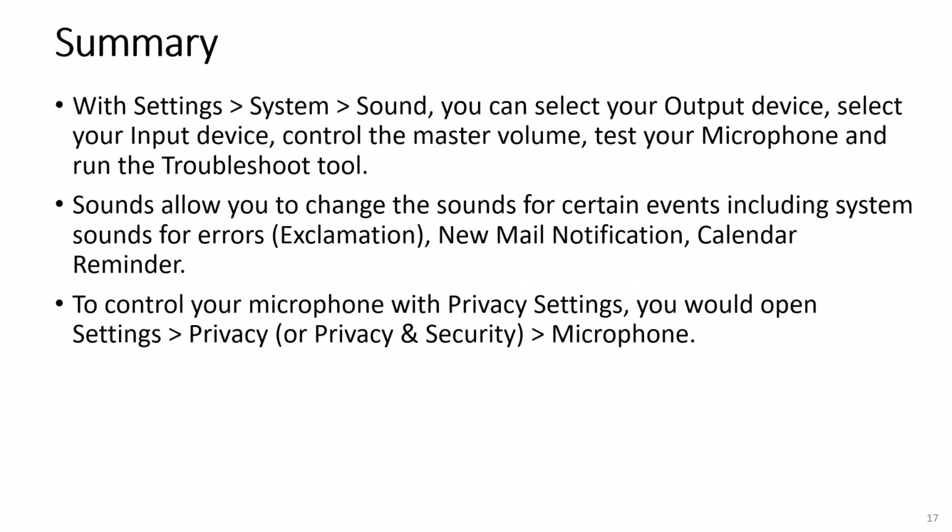In summary, with Settings, System, Sound, you can select your output device, select your input device, control the master volume, test your microphone, and run the Troubleshoot tool. Sounds allows you to change the sounds for certain events, including system sounds for errors or exclamations, new mail notifications, and calendar reminders. To control your microphone with privacy settings, you would open Settings, Privacy, or Privacy and Security, and Microphone.